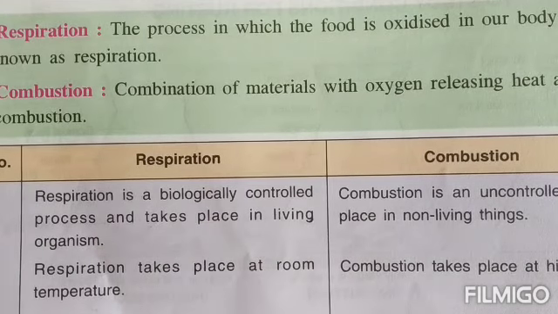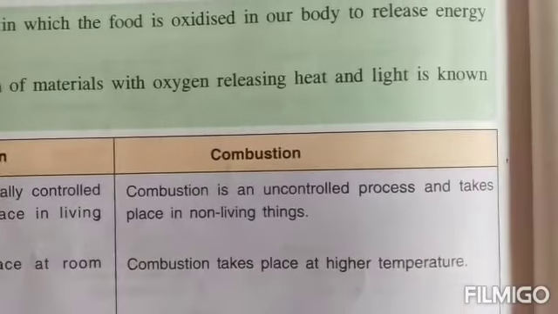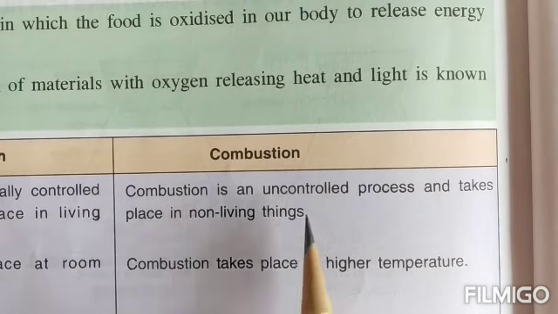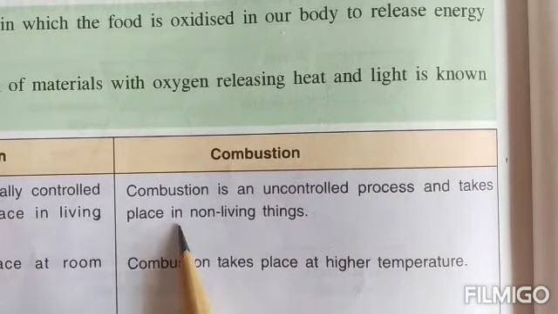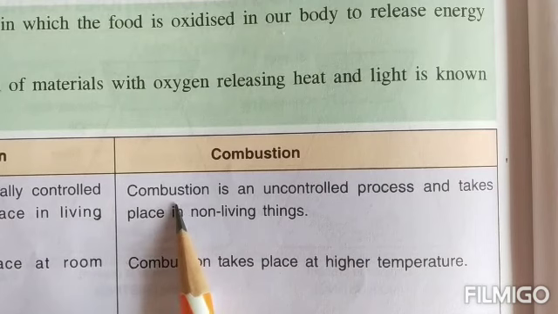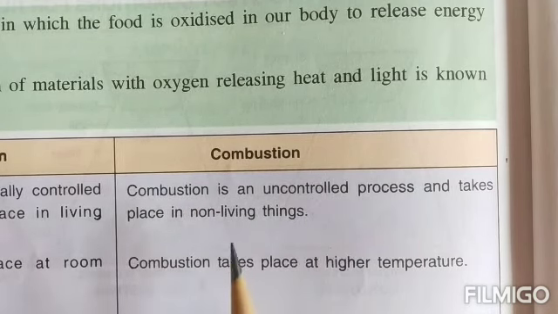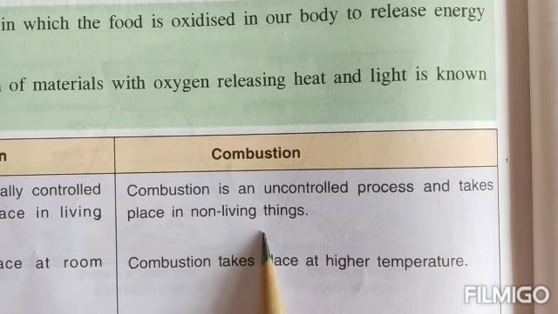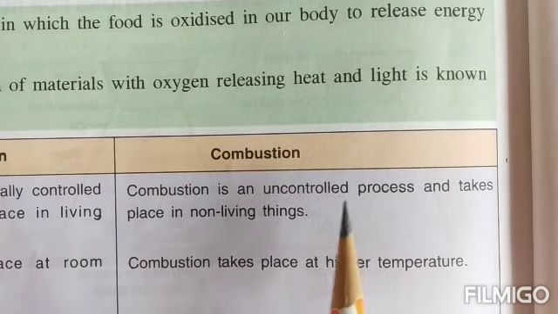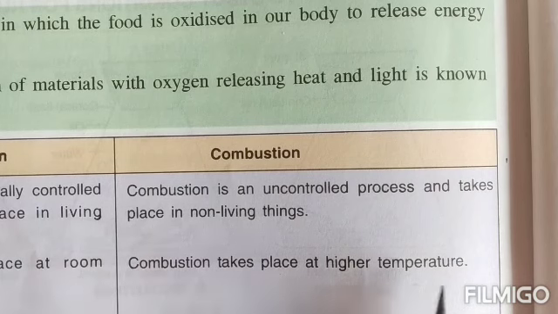On the other side, let's see combustion. What is there about combustion? Combustion is an uncontrolled process and takes place in non-living things. Combustion is another name for burning, children. So, burning is an uncontrolled process and it takes place with non-living things like wood, paper, anything else. Combustion takes place at a higher temperature.